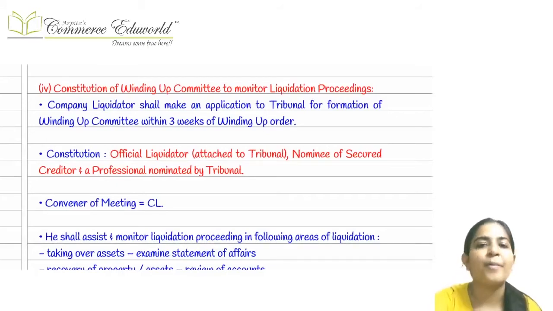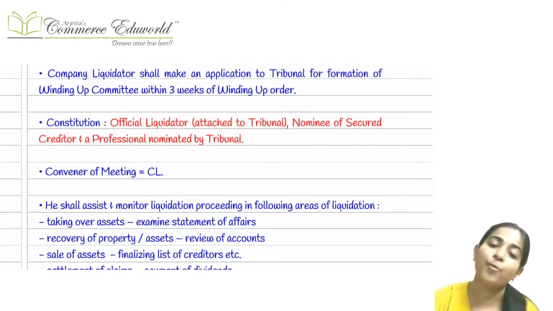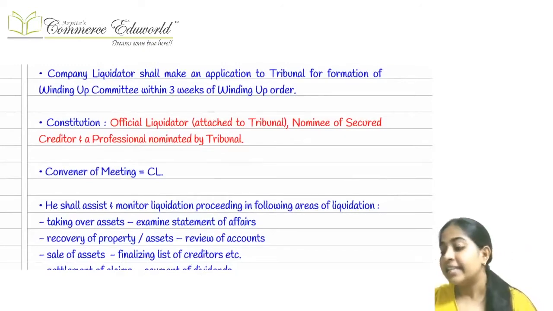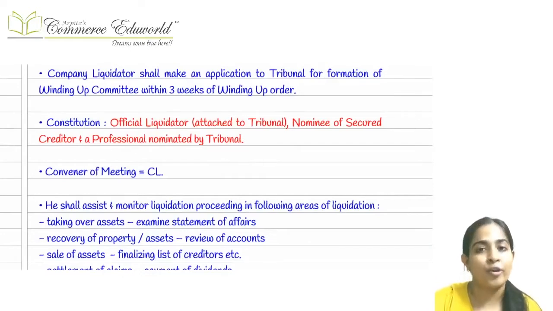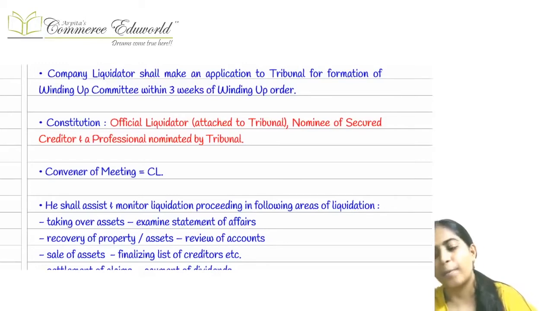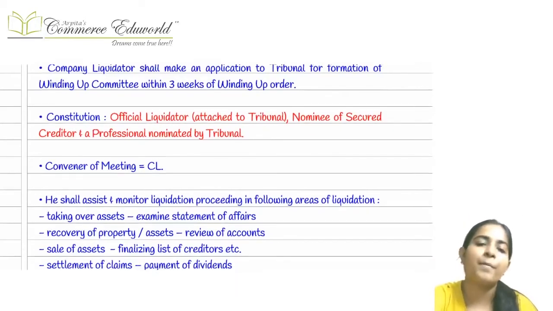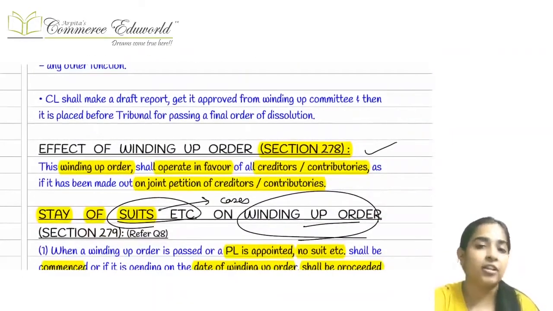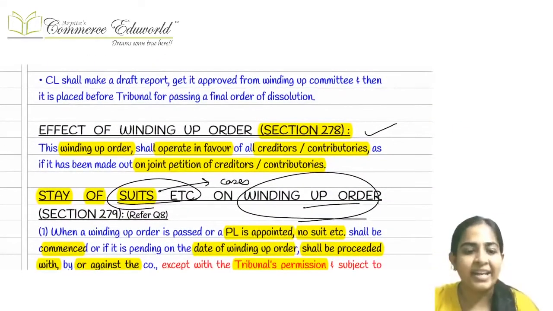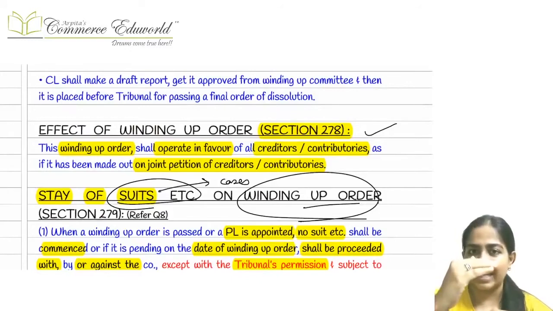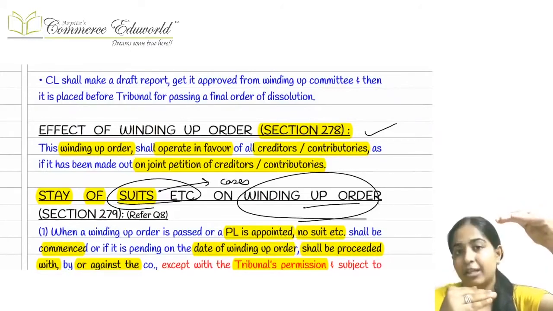And the main purpose of forming this particular committee is to monitor the proceedings. Okay, this committee is going to monitor the proceedings. That is, is the liquidator working properly or not? Are the assets getting recovered properly or not? Are the liabilities being paid properly or not? Is the valuation being done properly or not? Are the claims being settled in a proper manner or not? All these will be monitored by the winding up committee. Okay, so we can say at the lowest level we have the company liquidator. Above that we have the winding up committee, and above that we have the tribunal.